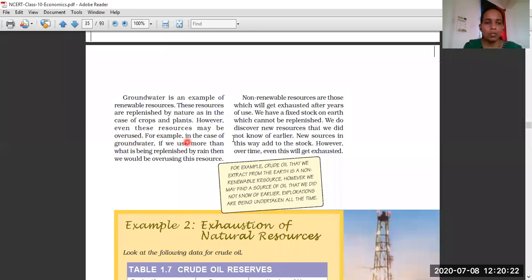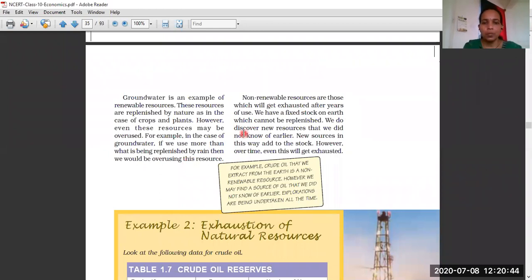For example, in the case of groundwater, if we use more than what is being replenished by rain, then we would be overusing this resource. Clearly it's said here, the rate of replenishing is different. If we are using more water than is replenished, it means we are overusing the resource.